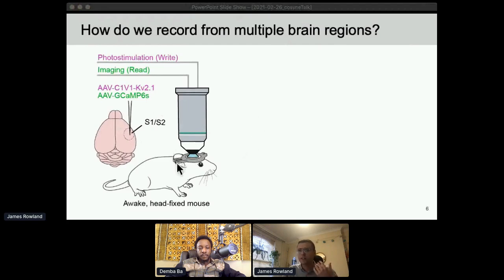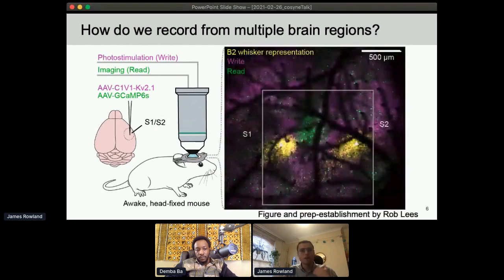And we then install a glass window to enable optical access across S1 and S2, with the aim to see expression of GCaMP that spans across both brain regions. And we localize precisely the two regions by stimulating individual whiskers during wide-field calcium imaging, shown here, with the inset, the white box, showing the field of view that we use to perform single-cell imaging. So our goal when we do these experiments is to photostimulate neurons in S1, and only in S1, but while recording the activity both of S1 neurons and S2 neurons, allowing us to get a handle on how activity propagates between these two sensory regions.